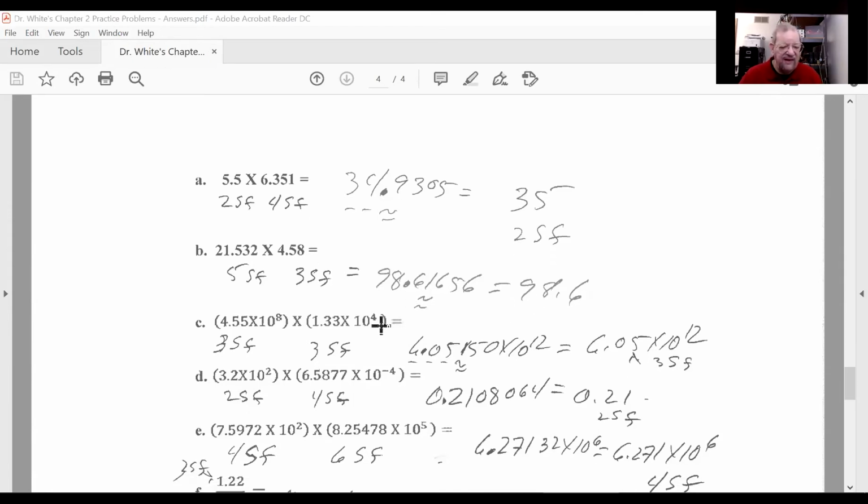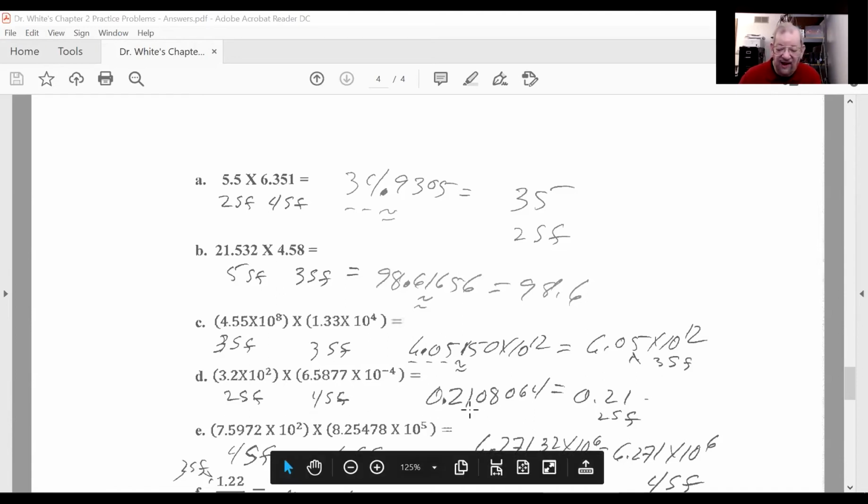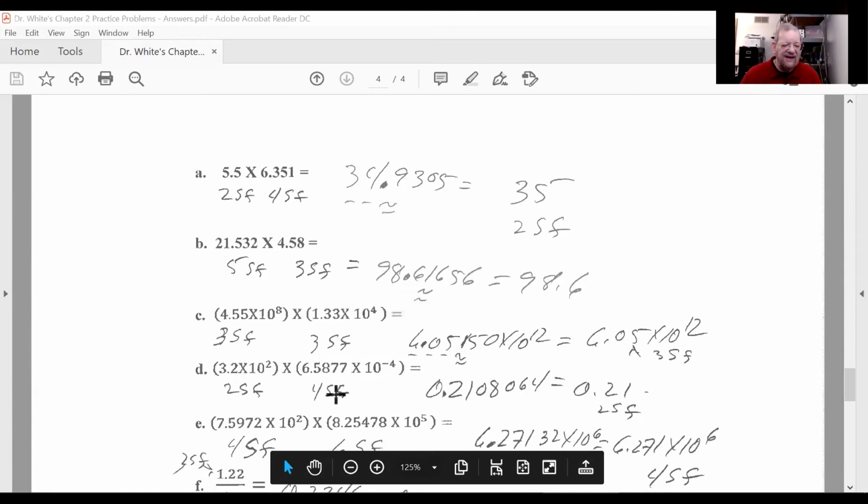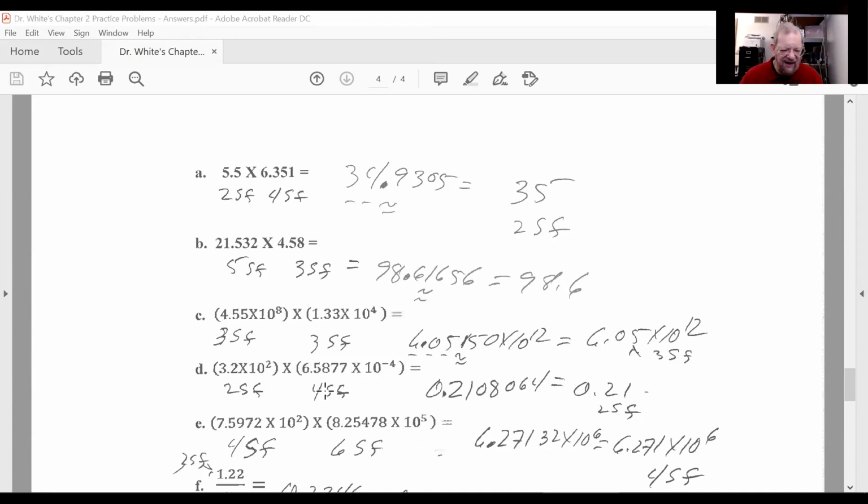98.6. Now, I made a mistake in D here. The mistake is that should be 5, not 4 significant figures. And therefore, the answer is still correct, but I made a mistake. Again, when you multiply and divide, your answer should have the same number of significant figures as the number you're multiplying and dividing that has the smallest significant figures.